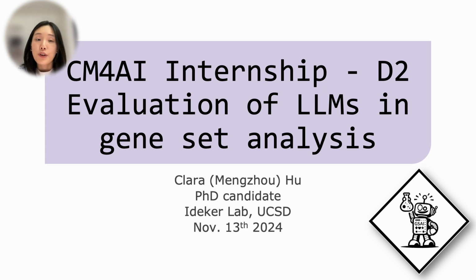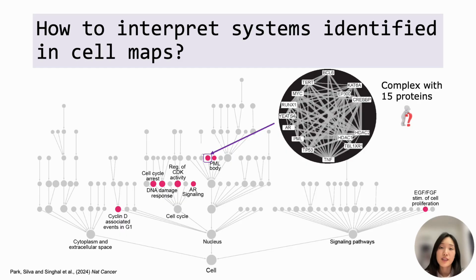Today is the CM4AI internship day 2, and I will give you an introduction on how to evaluate LLMs in gene set analysis. You've already heard from yesterday on how we use cell map to interpret systems that are important for drug response. Basically, a cell map is a hierarchical network containing assemblies of proteins that interact with each other across different biological scales. Here is an example of a cell map.